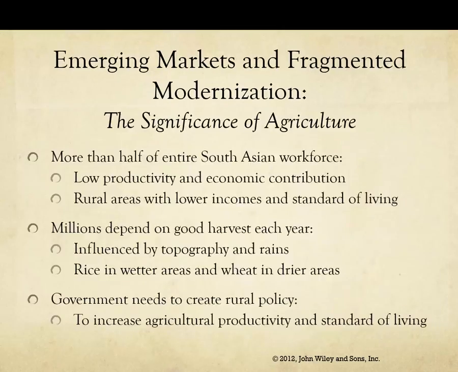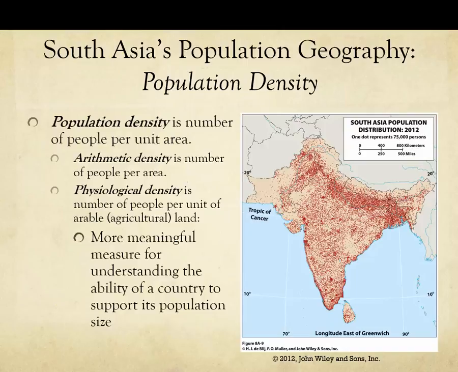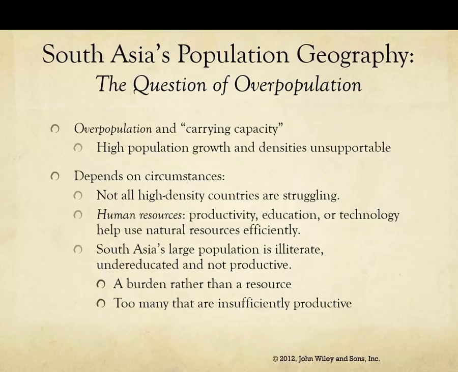However, more than half of the workforce in this realm is employed in agriculture, and overall productivity is low. About 70% of the realm's population is rural, and millions of lives each year depend on a good harvest. Looking at population in this realm, we see a massive population in a relatively small area. We can see from looking at our population map that we have a lot of high-density areas, inland as well as on the coast. Is this realm overpopulated?